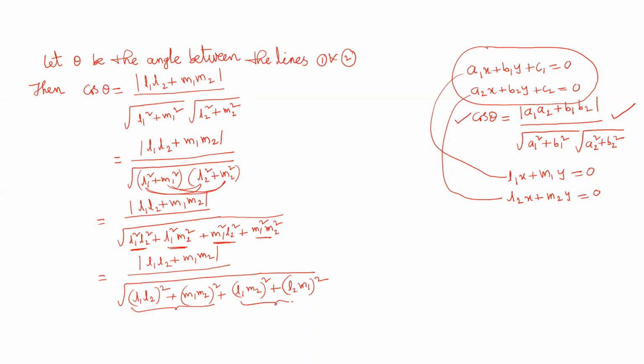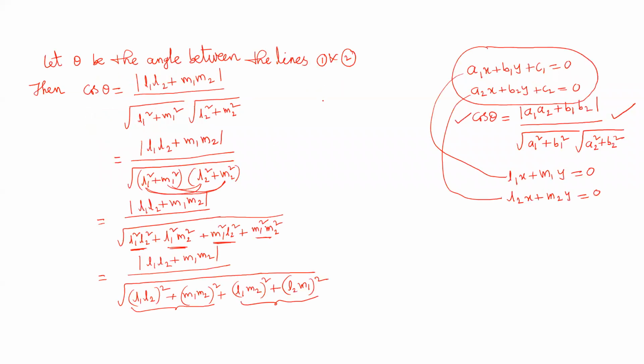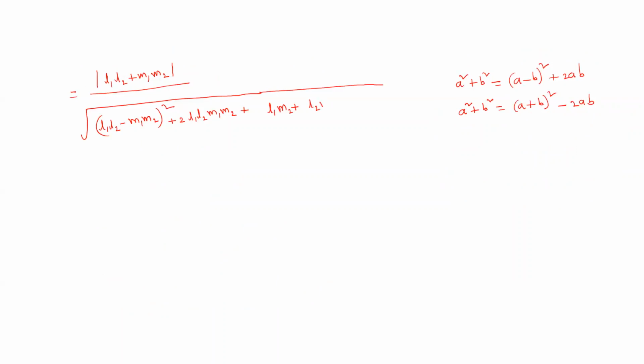Next two terms, again a square plus b square. I am writing a plus b whole square here, a plus b: L1 M2 plus L2 M1 whole square minus 2ab. Minus 2, A is L1 M2, B is L2 M1. First one, a square plus b square equal to a minus b whole square plus 2ab. Second one, a square plus b square, a plus b whole square minus 2ab.